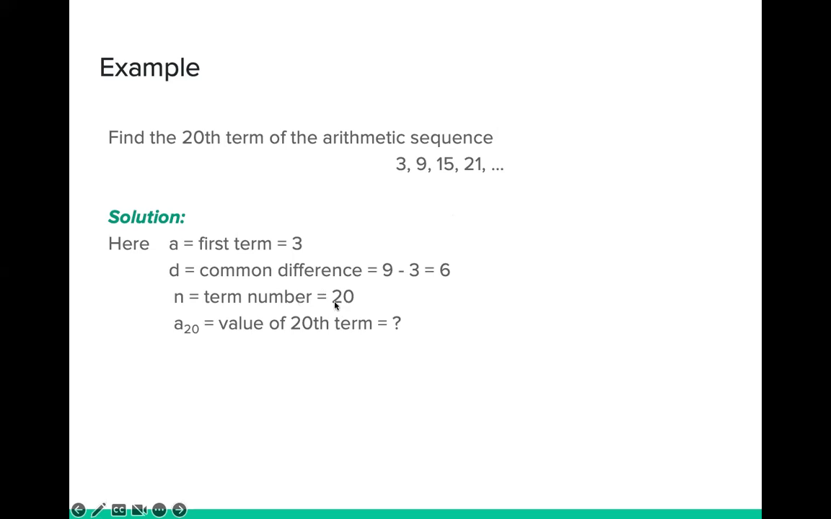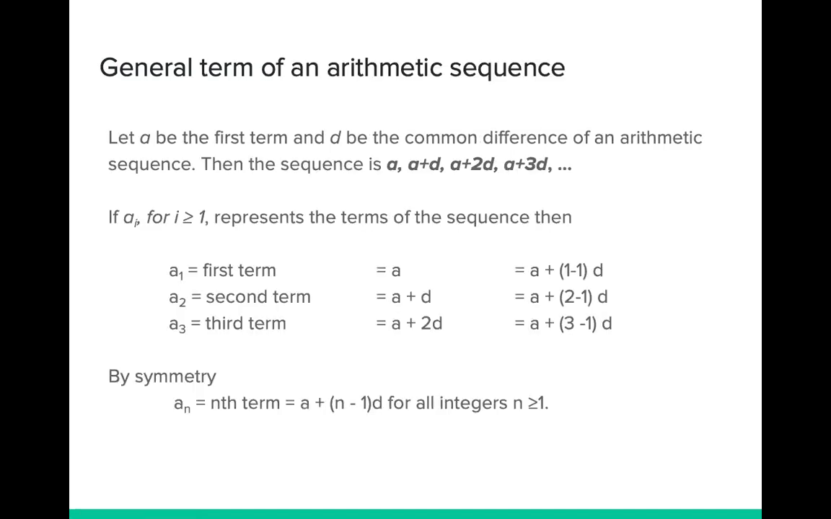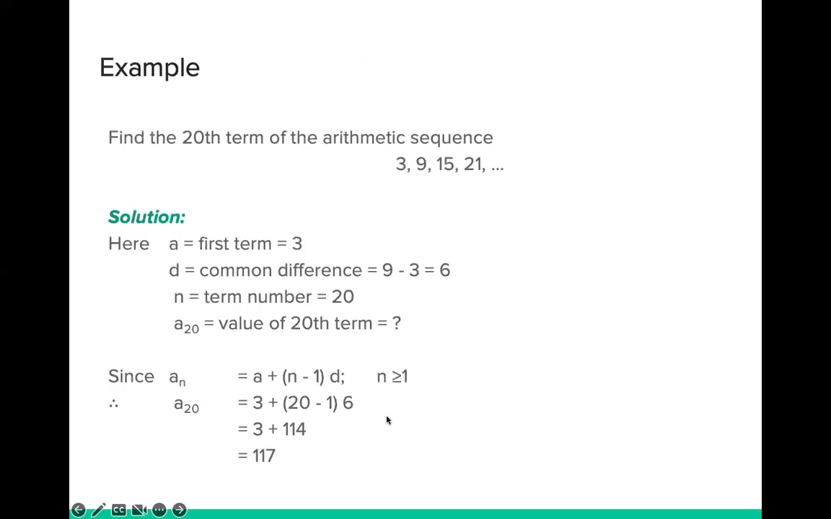Right? What we want to find is the 20th term, so we have a sub 20. What is the value at the 20th term? We will utilize the formula for the arithmetic sequence: a sub n is equal to a plus n minus 1 times d, for all n greater than or equal to 1. We are interested in the value at the 20th term, so we have 3 plus 20 minus 1 times the common difference, which is 6. So we have 3 plus 114, and we are left with a value of 117. It means that the value at the 20th term is 117.